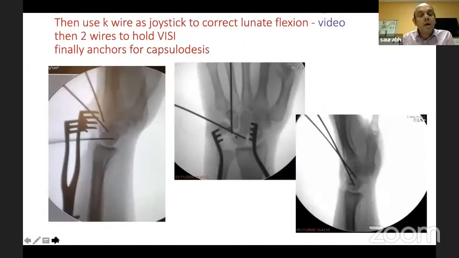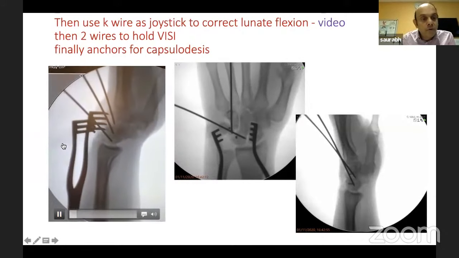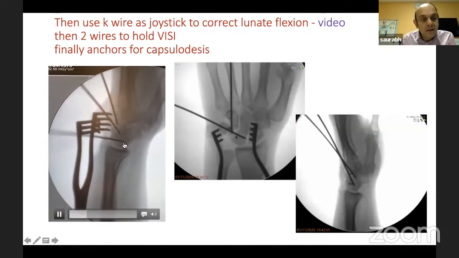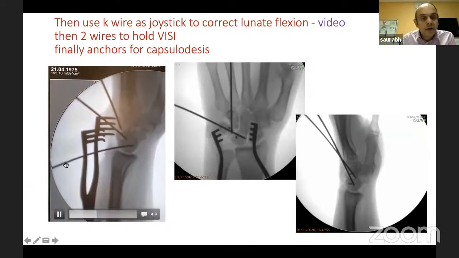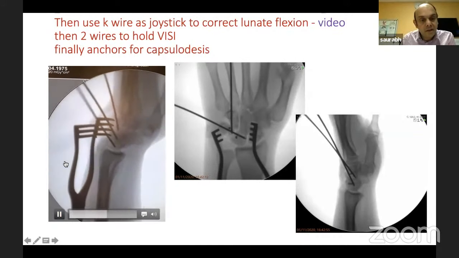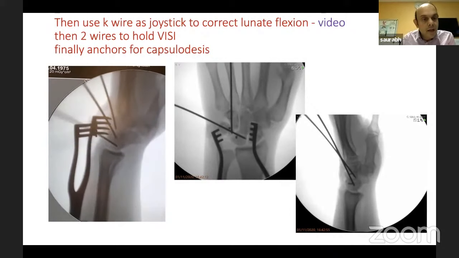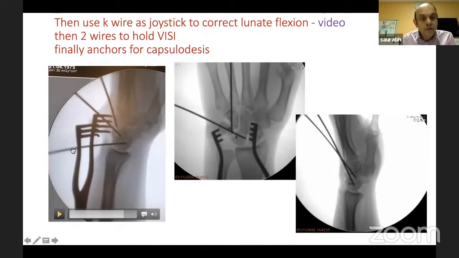And again, once I've done that, once I'm looking at my bones, you need to put a wire to joystick to correct the orientation. So if you just focus on this K wire, which I'm pointing with my arrow, and as I start the video, focus on this wire. So see the lunate flexes and normal orientation. And again, it flexes, the carpus falls up in the front and normal orientation. So you can use this wire in a bone as a joystick for scaphoid, lunate, for lunotriquetral.